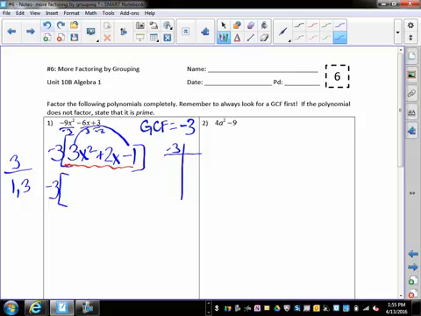Why are we doing it this way? Because you have to multiply the 3 times -1. This is a factor, so we now have smaller numbers to work with. Okay, so then what should it add to? 2. Good.